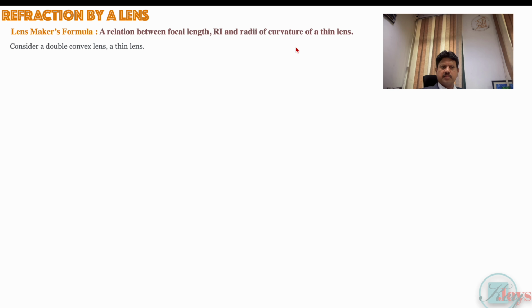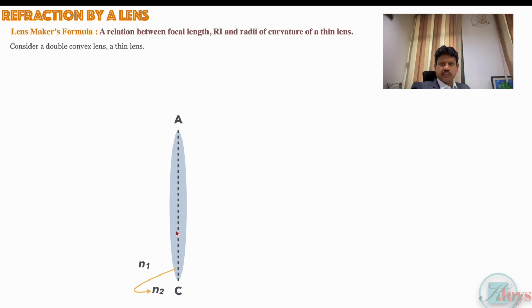So let us consider a double convex thin lens. AC is the aperture of this lens here. You can see that N1 is the refractive index of the surrounding medium, whereas N2 is the refractive index of the lens medium, which may be glass. If it is glass, N2 is 1.5. N1, if it is air, then it is 1.